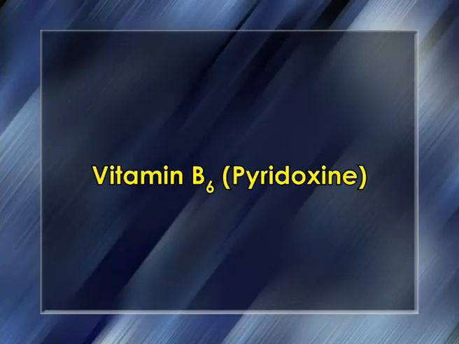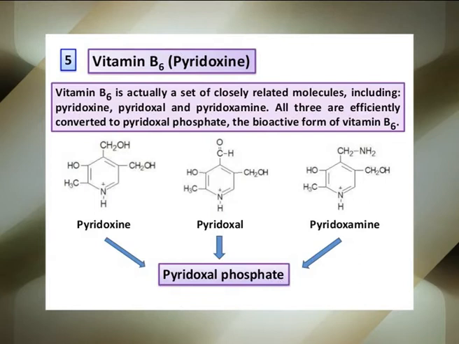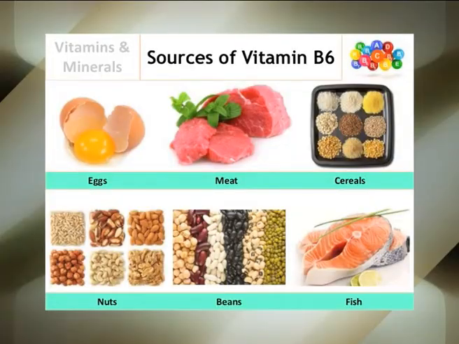Next, vitamin B6 or pyridoxine. Vitamin B6 is otherwise known as pyridoxine, pyridoxal and pyridoxamine. Vitamin B6 is soluble in water and distributed throughout plant and animal kingdom. The best sources are meat, especially liver, some vegetables and grains with bran.